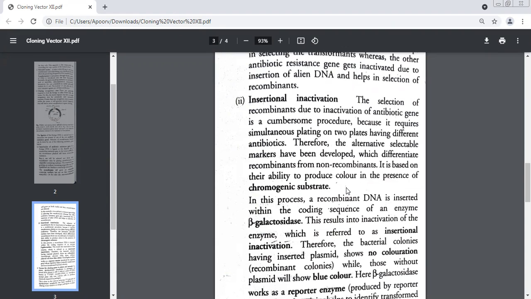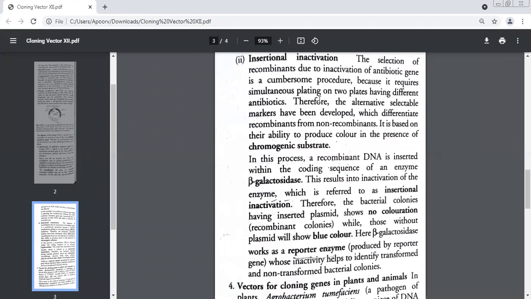Yes, beta. It's a very cumbersome process. It's a very slow, tedious, boring process. So we use another method. We use a color detection method. What is it called? What kind of a substance are we going to take in this? Chromogenic substrate. Yes. Now see beta, look at this word, chromogenic substrate. A substrate which has the ability to produce color. Chromogenic substrate.